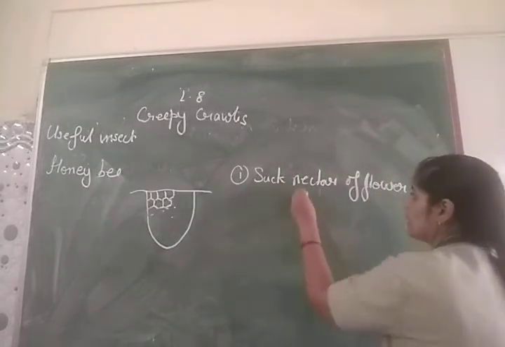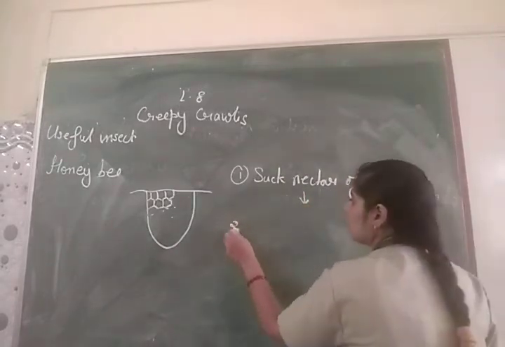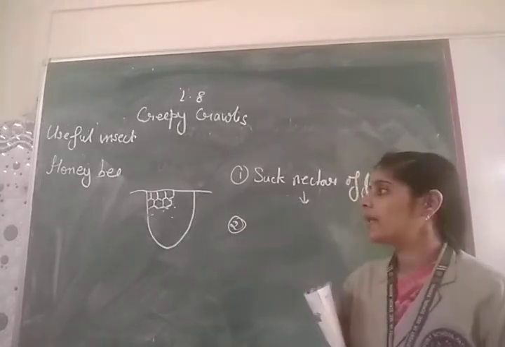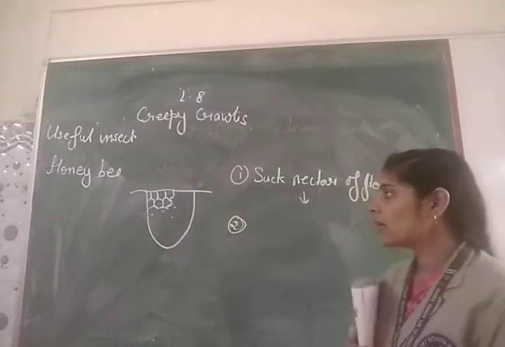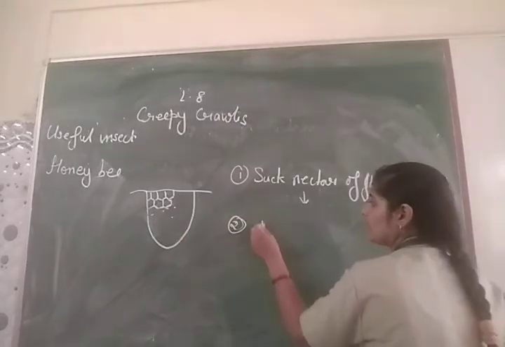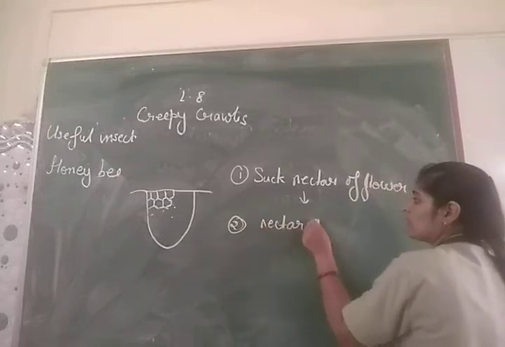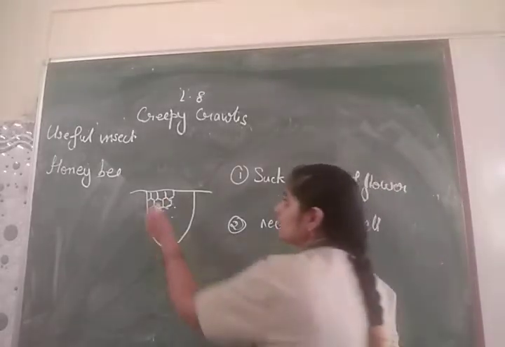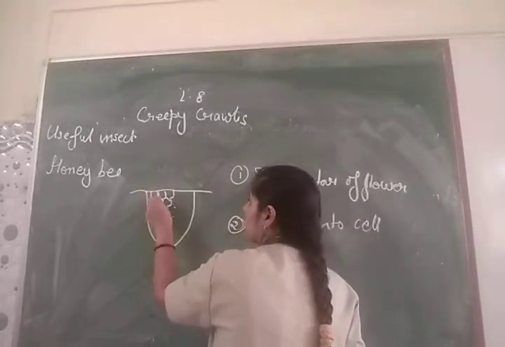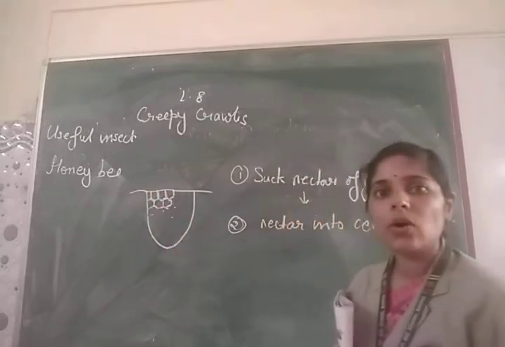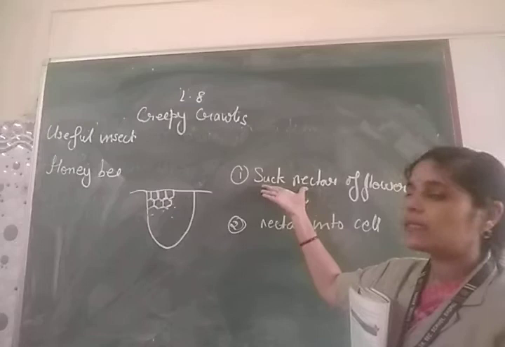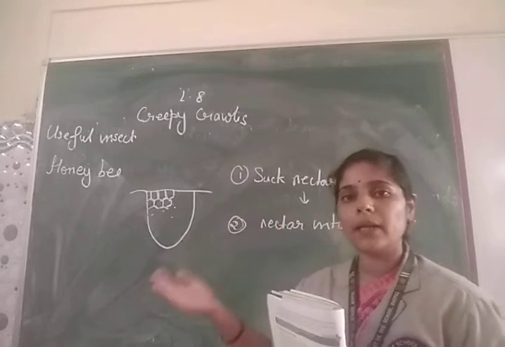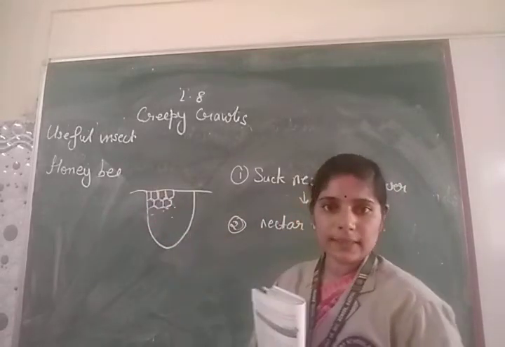After selecting the nectar, in the second step they carry that nectar and come to their beehive. After that they put their nectar into a cell. So what is this cell? Each single compartment is called a cell. So firstly, they are sucking the nectar from the flower. Secondly, they are bringing the nectar and pouring it into the cell.